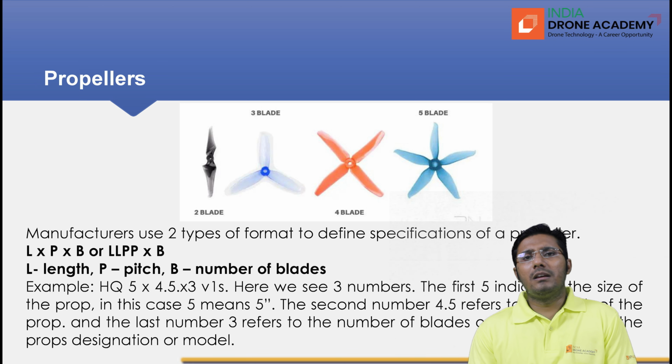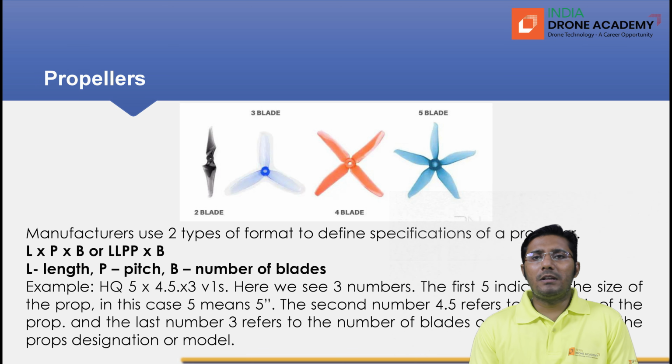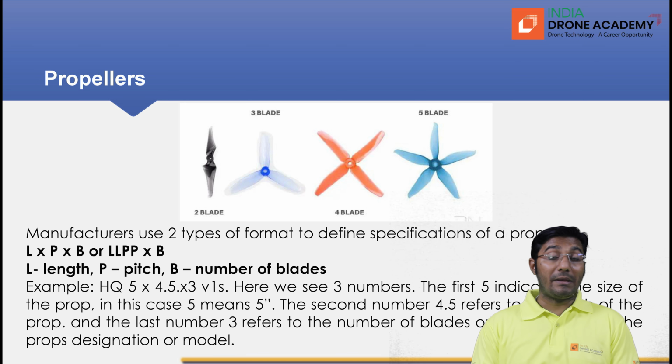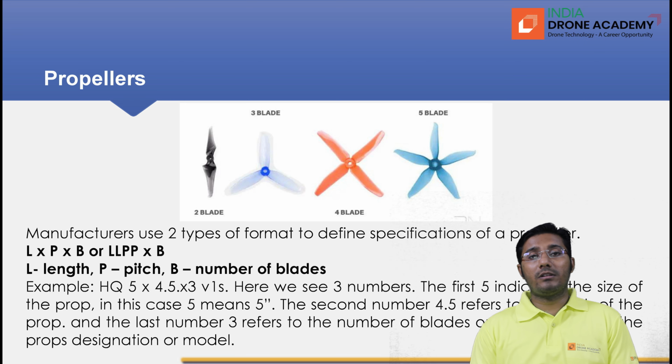So we can see what propellers are available in the market. The propellers available in the market have their defined specifications, and it could be in the format of L cross P cross B or LLPP cross B. That means L here stands for the length or the diameter of the propeller, P refers to the pitch of the propeller, and B refers to the number of blades of the propeller.